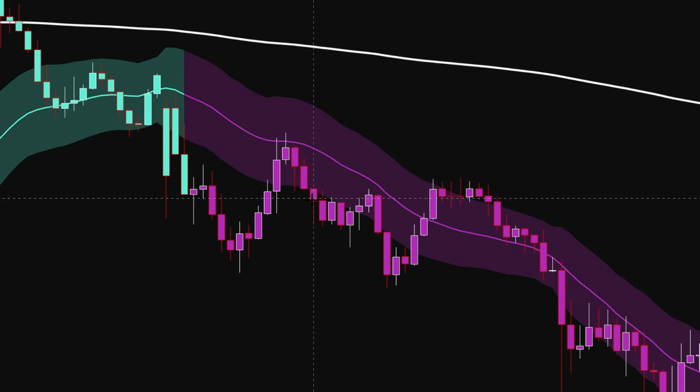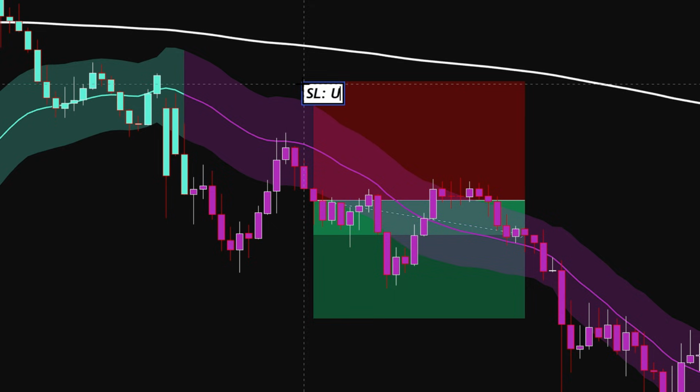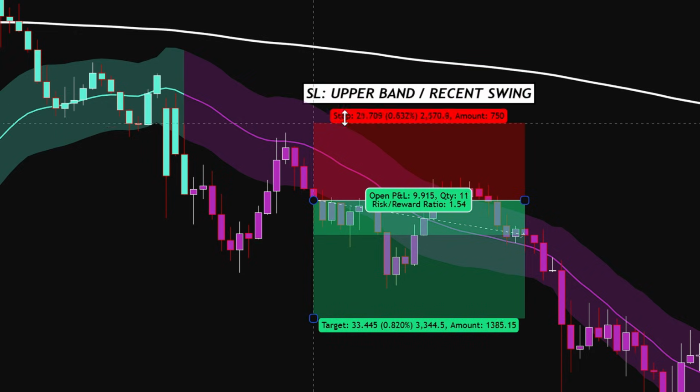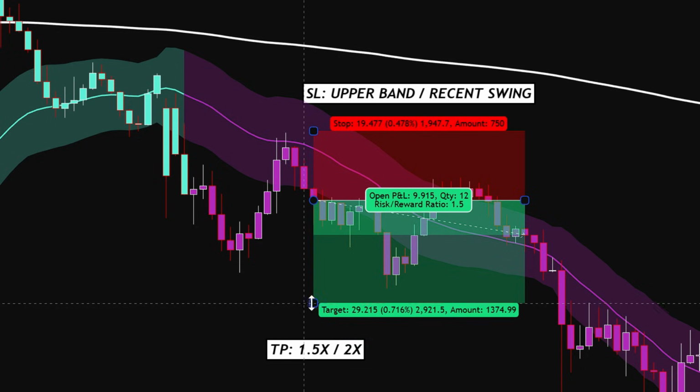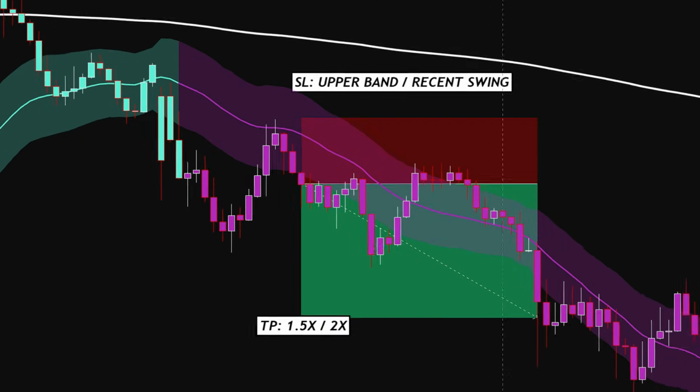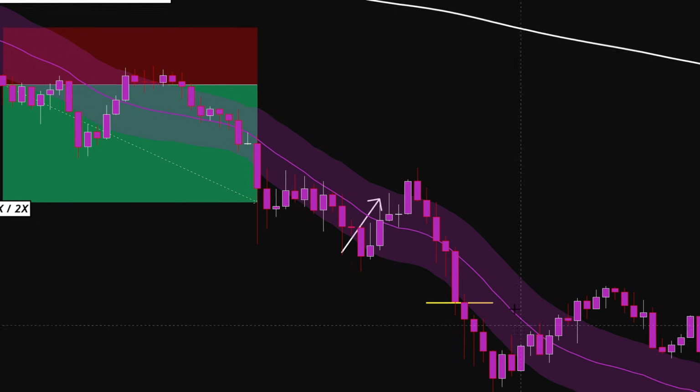Risk management stays mechanical. The stop loss goes above the upper band or above the most recent swing high. The target is set to 1.5 to 2 times the risk. Nothing fancy, just consistent execution. As you move forward on the chart, you see the same pattern repeat. Price retests the band and then breaks below it again. Every time, the rules stay exactly the same. No distraction, no guessing.